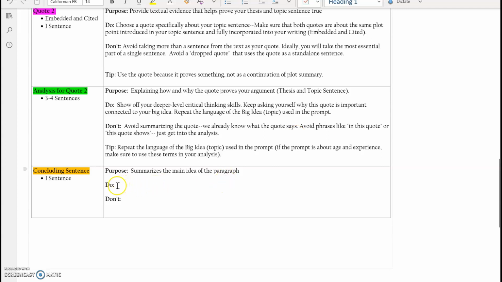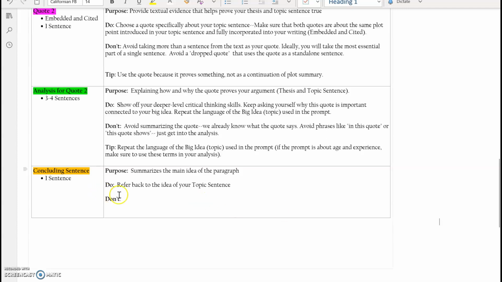For your do's, it's a good idea to refer back to your topic sentence. You want to refer back to your topic sentence because your whole entire paragraph is supposed to focus on what you say in your topic sentence. If you're getting off topic in any way, if you are moving into a different point, a different idea, you're not doing what you're supposed to do.